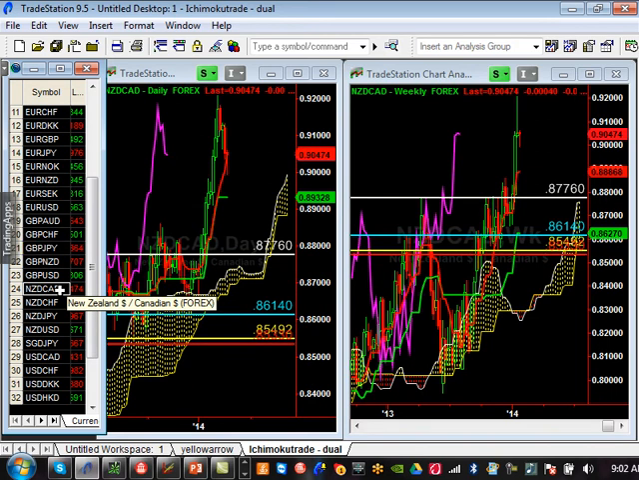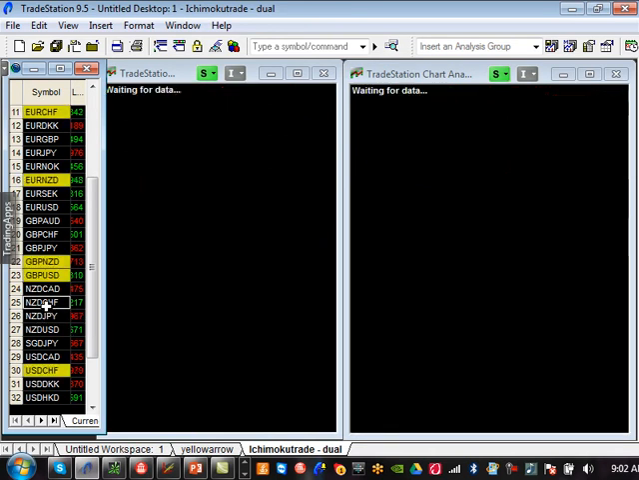New Zealand CAD here broke out of a consolidation pattern by breaking the resistance of 87.76. Came all the way up here, shot up here to about 9,200, and has pulled back. Major support on this one is going to be about 89.32 that it has to hold.